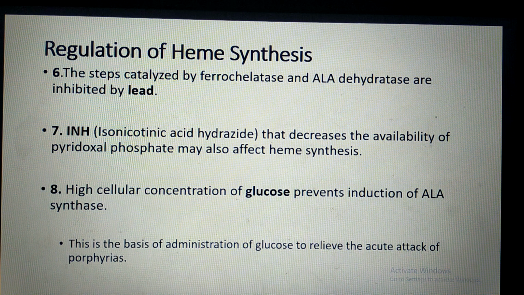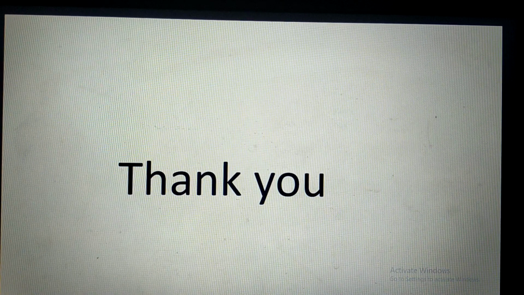So this is about the heme synthesis and its regulation.